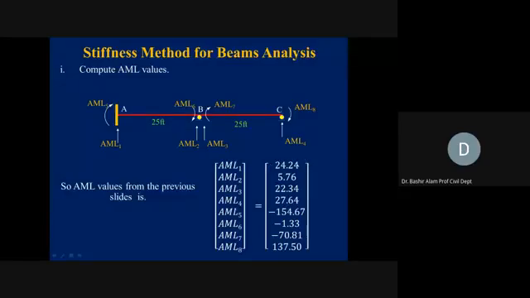Accordingly, you can calculate AML2, 3, 4 up to AML7. So you go and practice it. All the numbers are given, so you need to verify them.